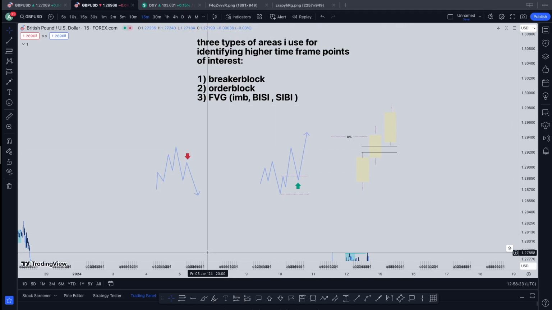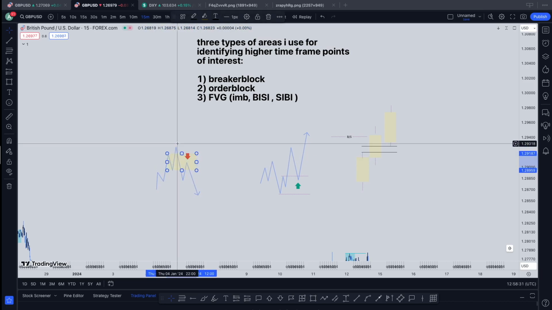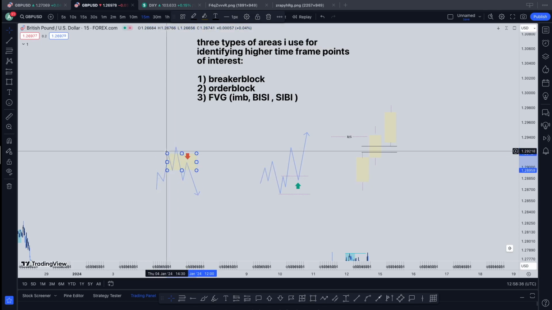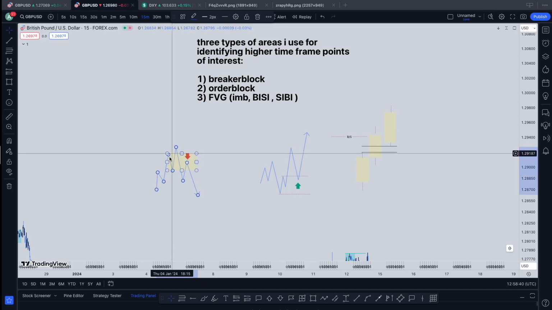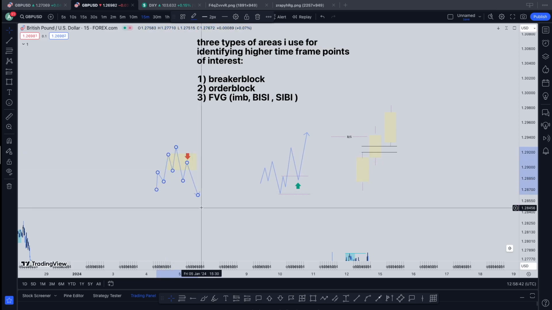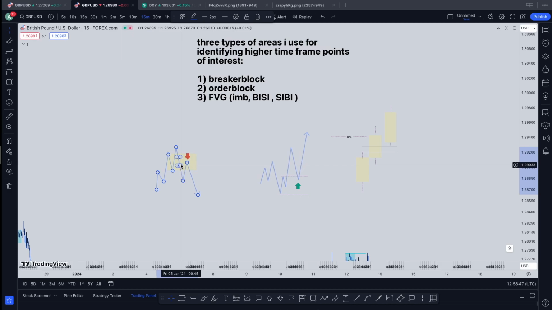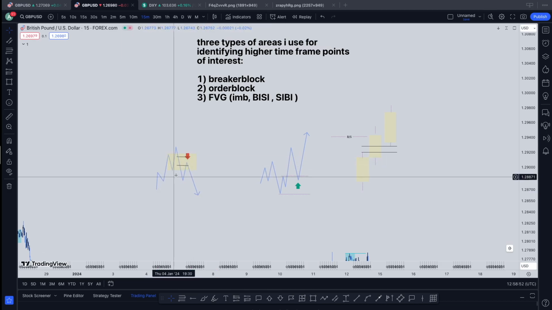So our first one is our breaker block. I'm just going to touch on these very briefly. Our breaker block is this right here. So this last little pullback before price makes a new high to make a new low. From a high, high, low, high, high, lower low, price returns to make a lower high within that breaker block to continue lower. Within that breaker block, we want to see characteristics of imbalance within that zone. So we want to see inefficiency, and we also want to see a clear change in the state of delivery.